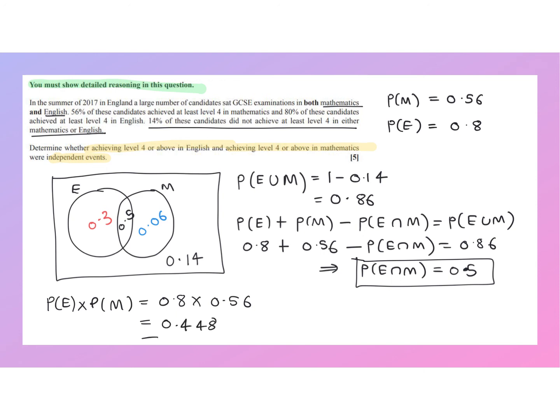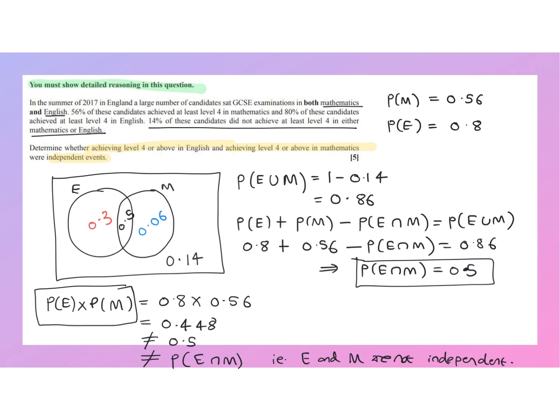This is 0.448, which is not equal to 0.5, so it's not equal to the probability of E and M, so these events are not independent, because if they were, then the probability of E and M would have to be equal to the probability of E multiplied by the probability of M, which we have demonstrated is not the case.